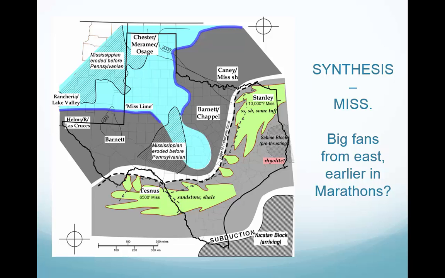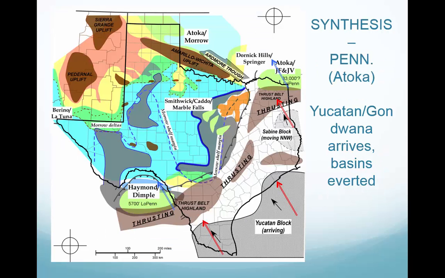And just to put these up pretty rapidly, Mississippian, we start to fill in these deep basins in the Ouachita and Marathon with thick sandstone shale sequences, probably continental scale submarine fans. We of course have the source rocks in the Mississippian, Barnett shale equivalents. Then into the Pennsylvanian, we see the Yucatan block is arriving. Yucatan and Sabine are moving north-northwest, and the Ouachita and Marathon basins are now everted. They're thrust out. The fill of the basins is now thrust out and up onto the continental margin. Those are the blue arrows kind of showing there.